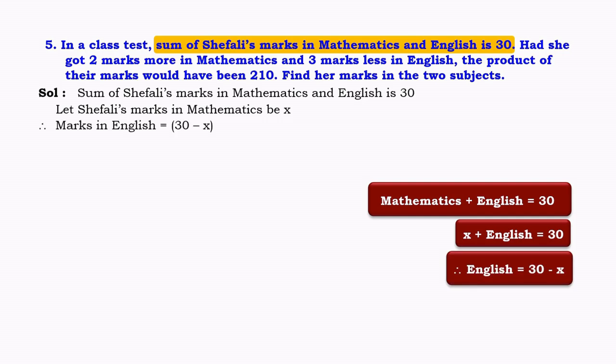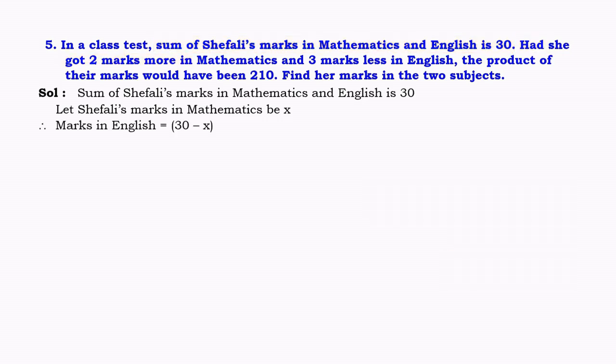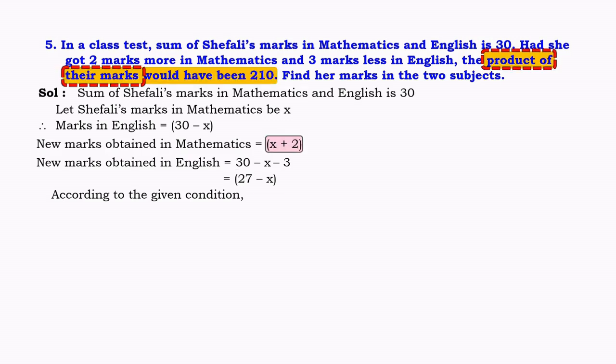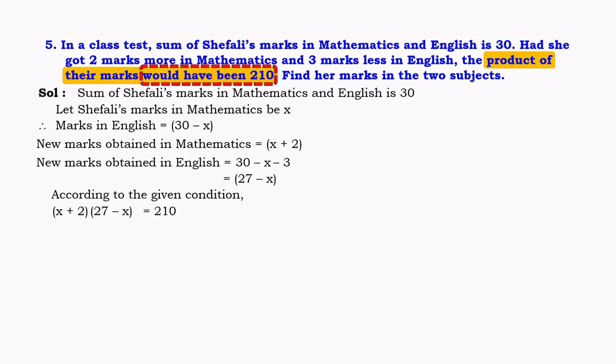Now let us use the second condition given in the question. If Shefali had scored 2 marks more in mathematics, her new mathematics marks would be x plus 2. If she had scored 3 marks less in English, her new English marks would be 27 minus x. According to the question, the product of these new marks would be 210. So, we form the equation (x plus 2) multiplied by (27 minus x) equals 210.